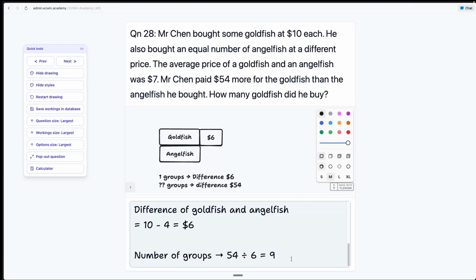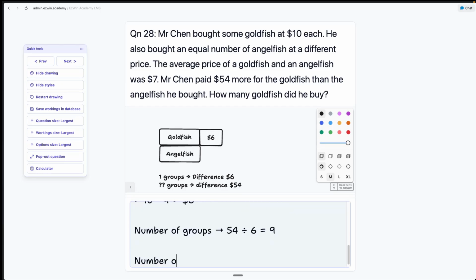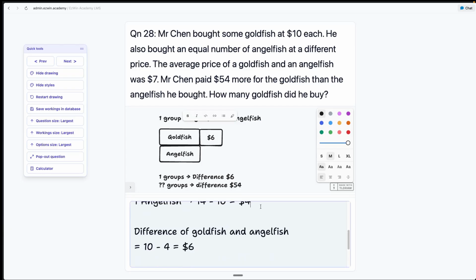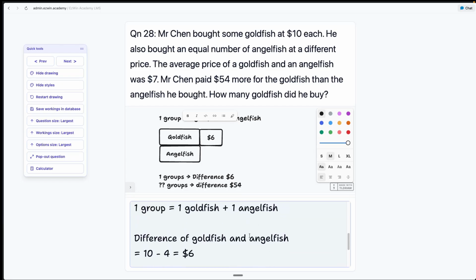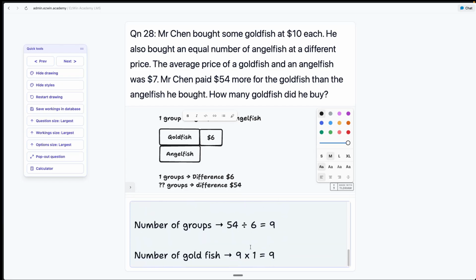How many goldfish did he buy? 9. Oh, that's it. All right, it's 9. There you go. So the number of goldfish, since one group has only one goldfish, is equal to 9 times 1, equal to 9. Okay, there you go. So this is one group. Just put here, one group is equal to one goldfish plus one angelfish. So I see over here, the difference of one group is one goldfish. Then there you go. That's the answer.